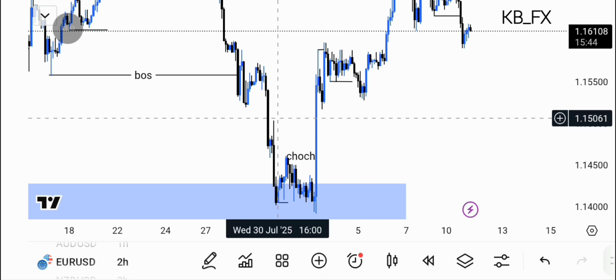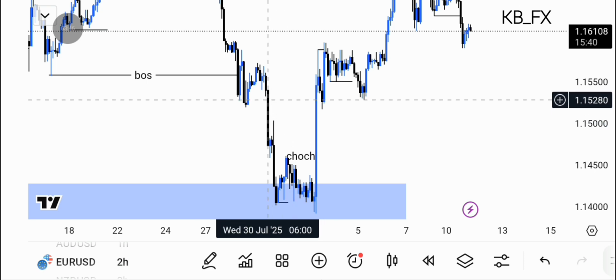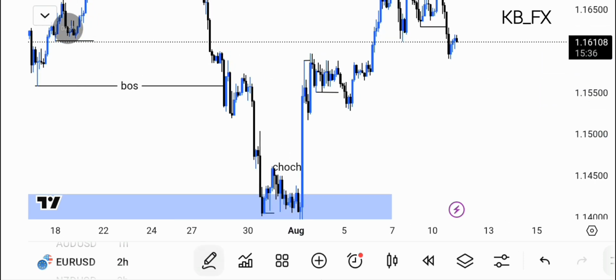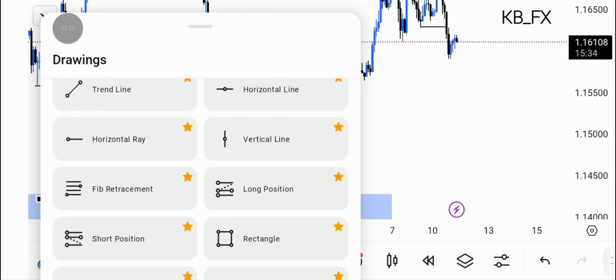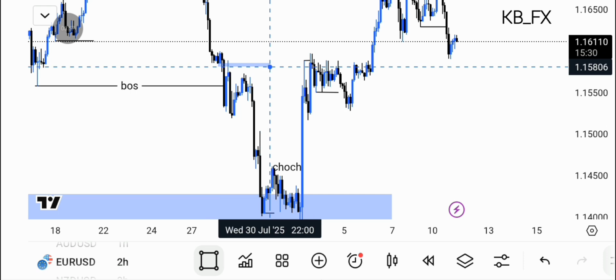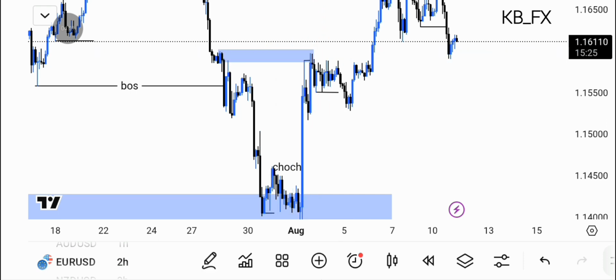The market broke this one. So we can call this one our BOS, our break of structure after the change of character. Then we have another block here, a bearish one. There's one breaker block here. I want to explain something here.